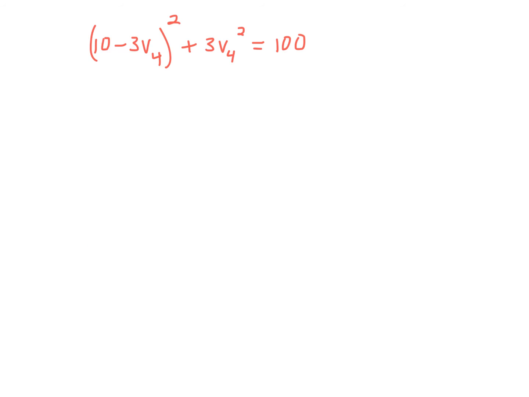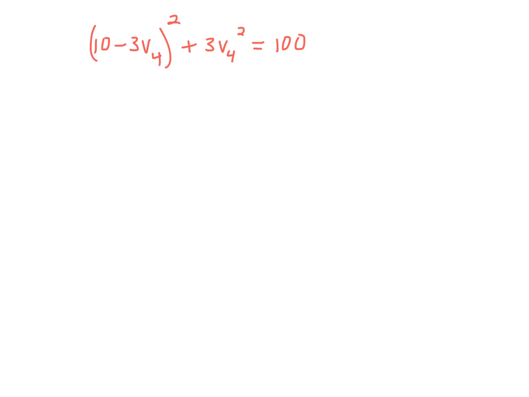Alright, so I'm anticipating a lot of space here. I started a new page. This is going to be kind of fun. We haven't done a good algebra problem in a while. I've substituted in for v sub 3 the expression 10 minus 3 v sub 4, and I have to square that binomial. So let's go back.